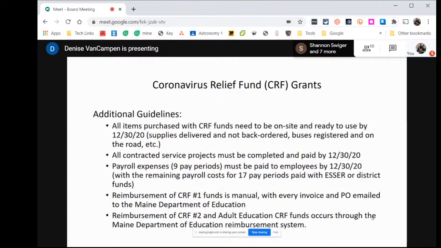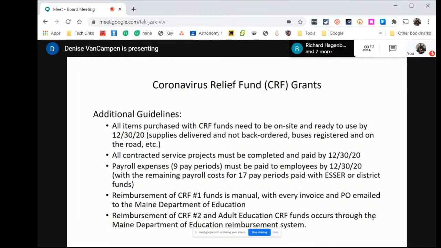All of the items purchased with these funds must be on site and ready to use by 12/30, which means if we order a bus and it comes on December 31st, it's not eligible. If it comes on January 15th, not eligible. So in all of our dealings with vendors, we have had to make sure they are very clear that it has to be here soon enough that we can, for example, register the bus and have it drivable by the 30th. All of the people involved are working very hard on those requirements.